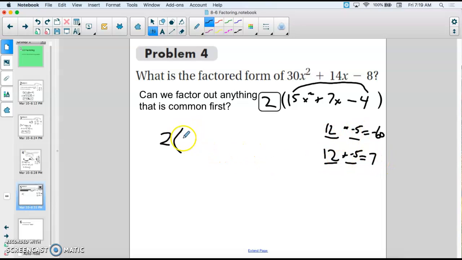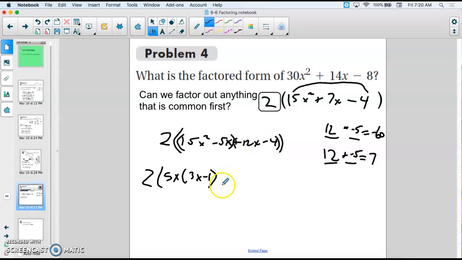Okay, we rewrite it. 15x squared. I'm going to do the minus 5x here. And then plus 12x. And then minus 4. Okay. Now, remember, the 2 just hangs out in front. And we group them. Yes, we have parentheses in our parentheses. It's fine. Just roll with it. What are we going to take out here? We can take out a 5 and an x, and we're left with 3x minus 1.